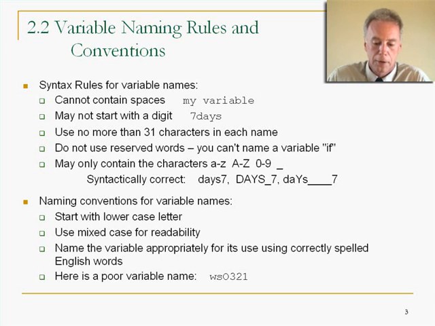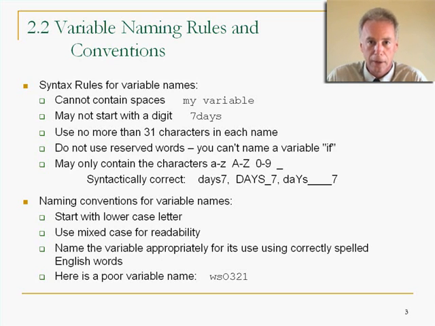So the convention in C is that you start your variables with a lowercase letter, and you use mixed case for readability, and name the variables appropriately for what they're being used for.